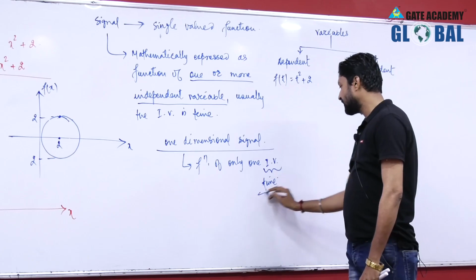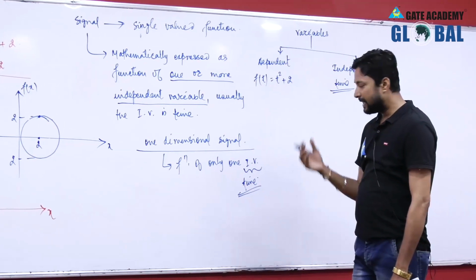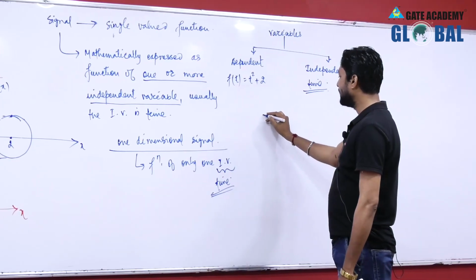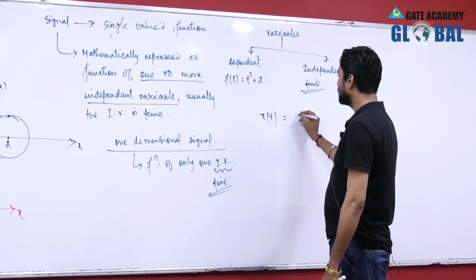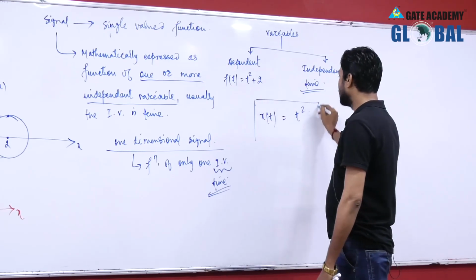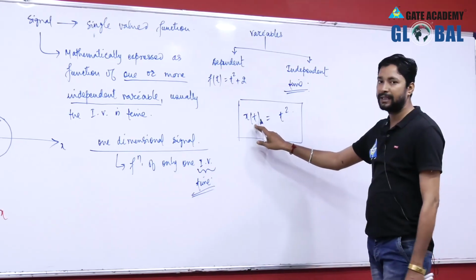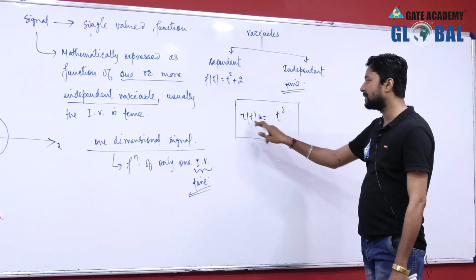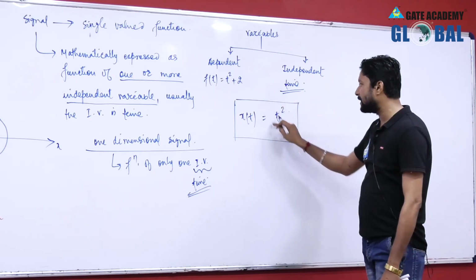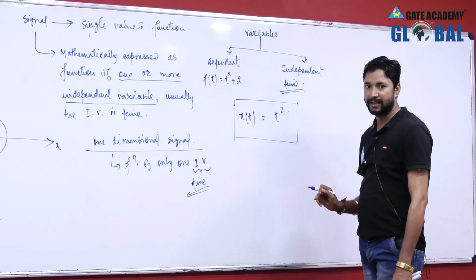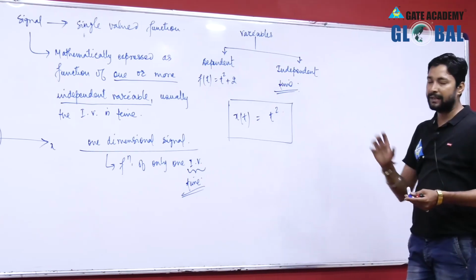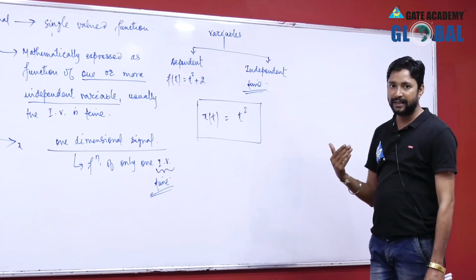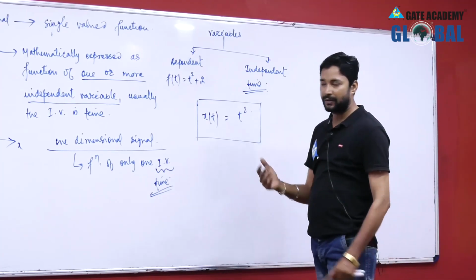So what you have to do is express a signal mathematically as a function of time only. Suppose x of t is equal to t square. Now x of t is a function of time only, therefore it is a one dimensional signal, and as the time changes, the value of x of t will change according to the rule x of t equals t square. So this is the definition of a signal: how you can define a signal, what a signal represents, and why signals are used. Signals are used to convey information.